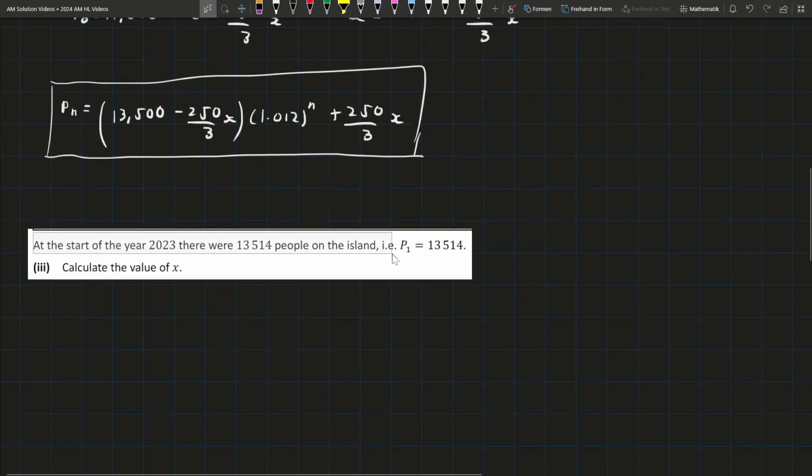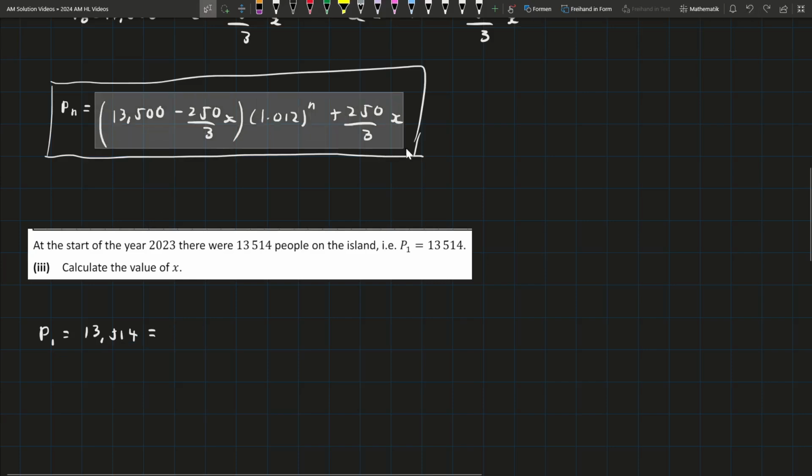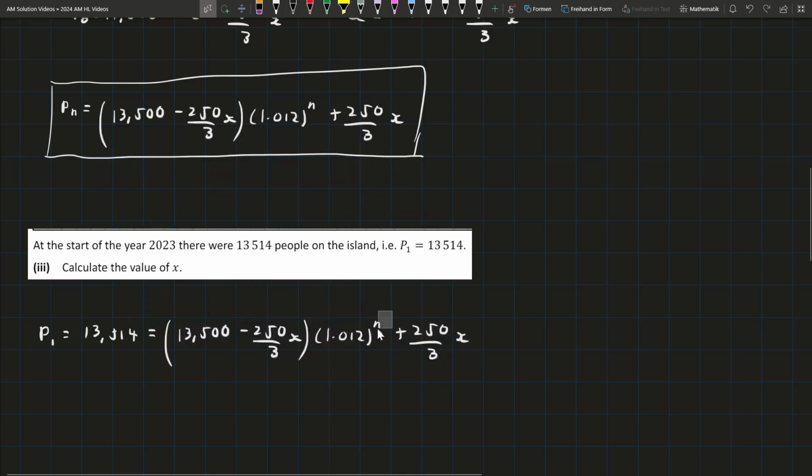Then they tell us some more information and tell us to find out what x is. P1 is 13,514, so P1 is equal to 13,514. That's the same as replacing all the n's with a 1. So again, just for the sake of time, I'm not going to write it again, but of course you would in the exam. I'm going to copy this down. We're replacing that n with a 1 because it's the first year, n equals 1.